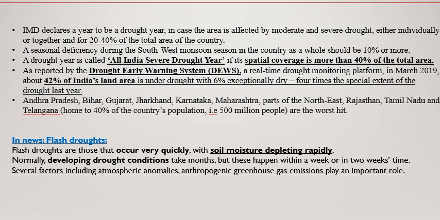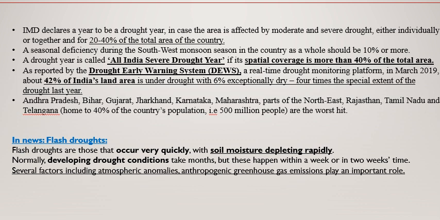IMD declares a year to be a drought year when they are facing severe drought, that is, when 20 to 40% of the total area is affected. Now, according to the drought early warning system, which is a kind of monitoring platform, it was reported that 42% of India's land area is under drought, with 60% exceptionally dry. They are 4 times drier than other areas.